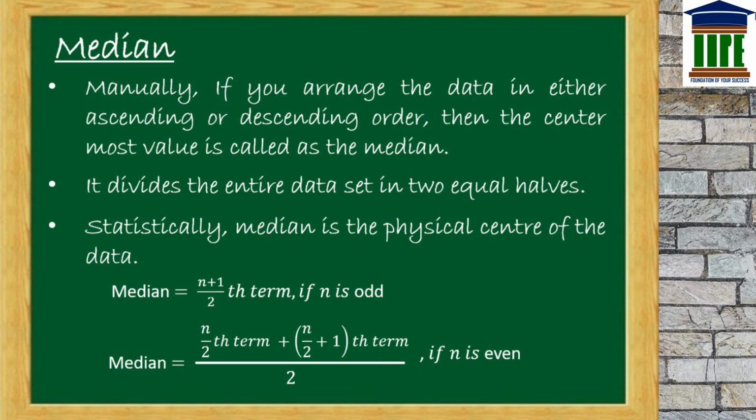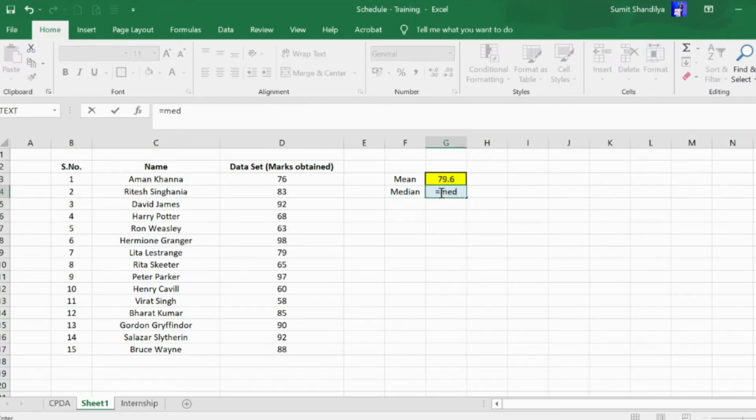Now median. If you arrange the data in either ascending or descending order, then the centermost value is called the median. It divides the entire data set into two equal halves. Statistically, median is the physical center of the data. Once again, let us do it. I'll again use the direct formula is equal to median and select the data set, and here we are with the median.